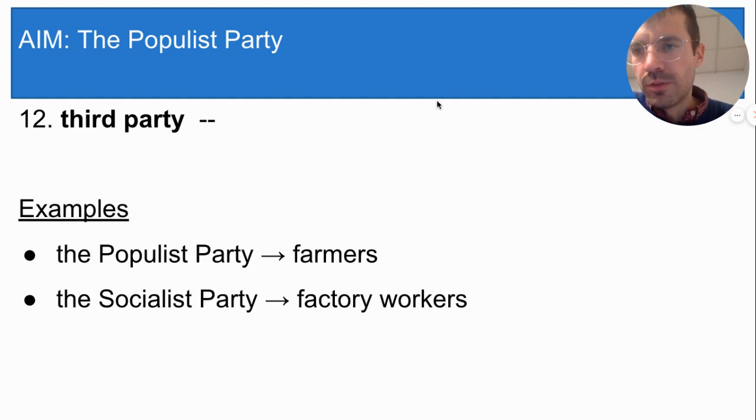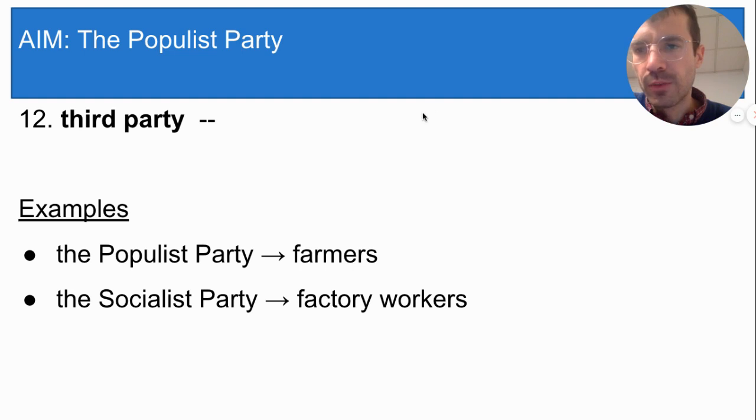Let's start with two groups of people who joined together to create their own political parties. Before I tell you what a third party is, write down these two examples of third parties during the Progressive Era. The Populist Party was a third party that represented farmers, and the Socialist Party was a third party that represented factory workers. You might remember that Upton Sinclair was a socialist.